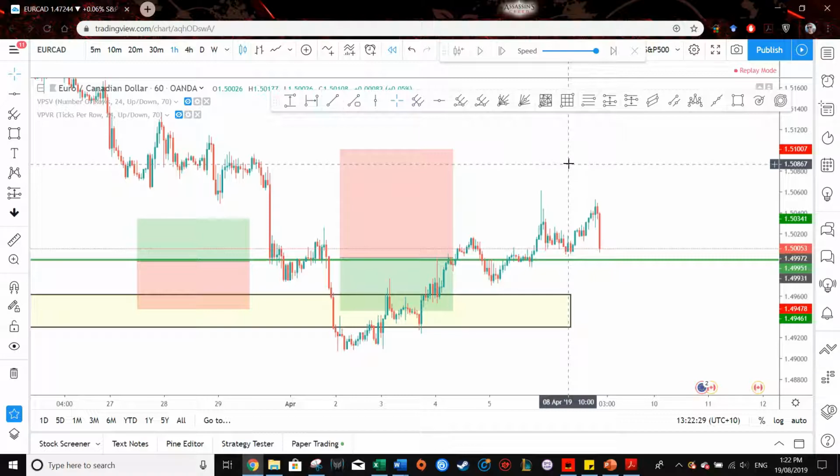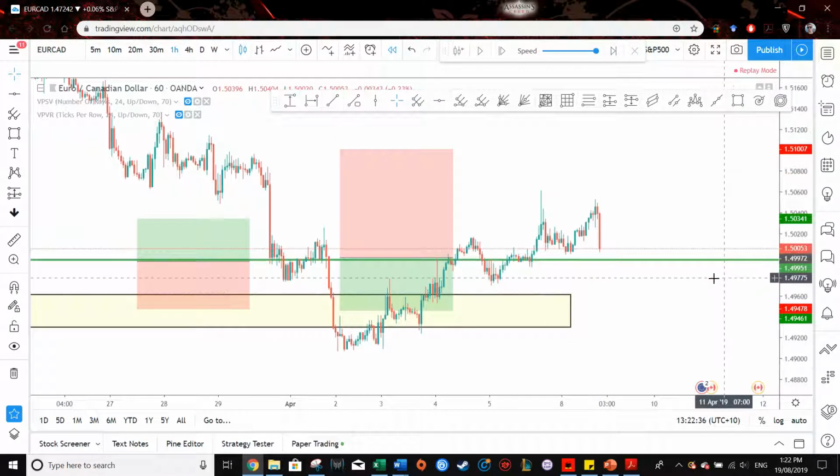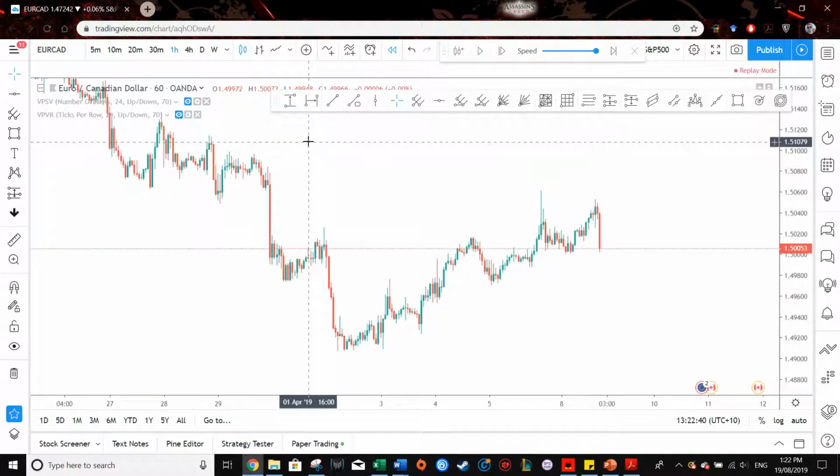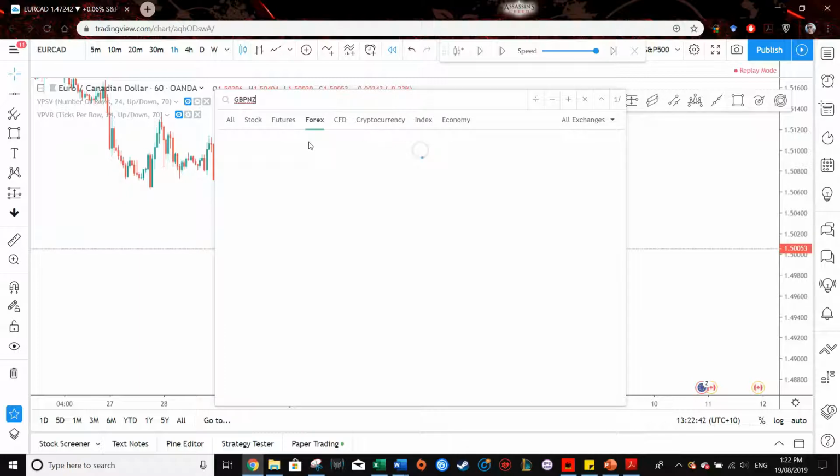So does anyone have another asset that we want to look at? Pound Kiwi? Why? Oh, GBP/NZD. Oh, no, actually, I like that. That's one of my favorite pairs. It's her favorite pair too. It's good on the pip side. It's good on the pip game.